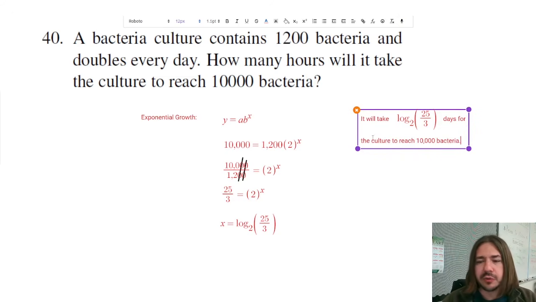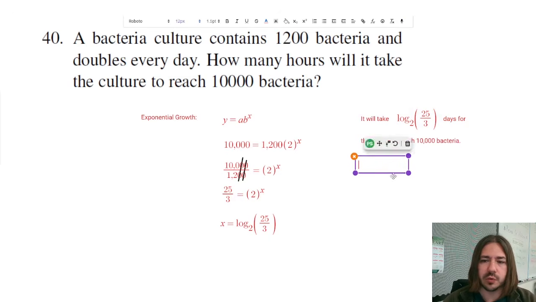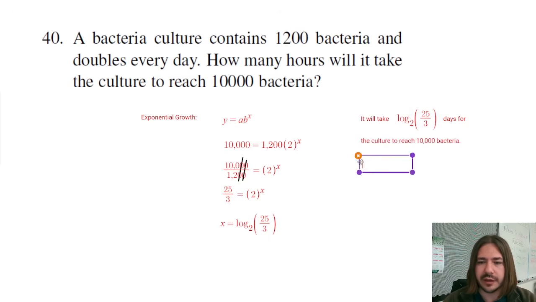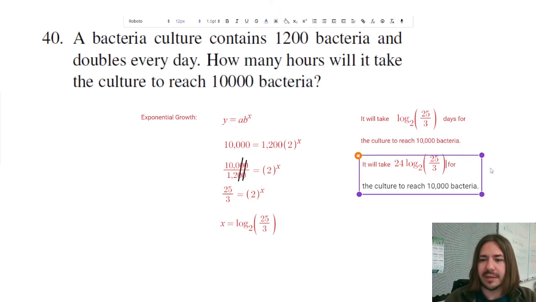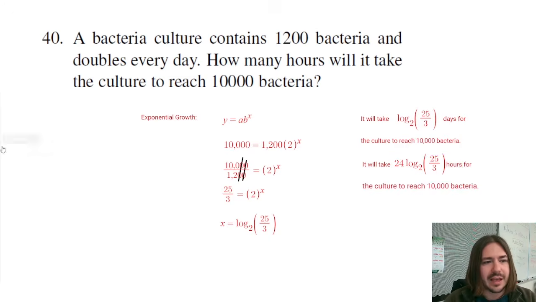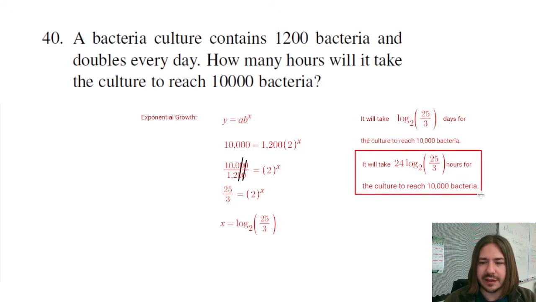Now, if you're doing this problem too quickly, you might just think you're done here, but it actually asks for hours. So there is a unit switch. This is going to give us the number of days, but if we want to know how many hours it'll take, we need to multiply this by 24, since there are 24 hours in a day. So it'll take 24 times log base 2 of 25 thirds hours for the culture to reach 10,000 bacteria. And that's about it. This is our last problem on the math placement exam.